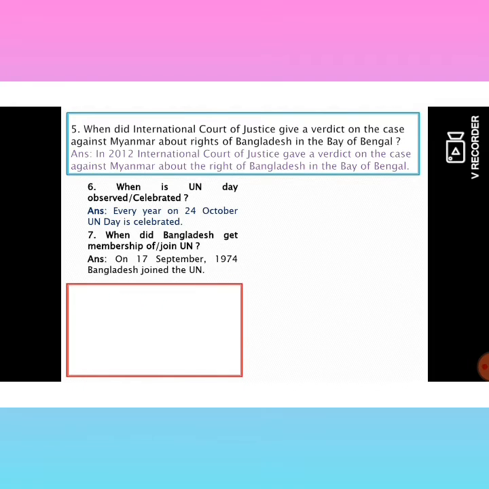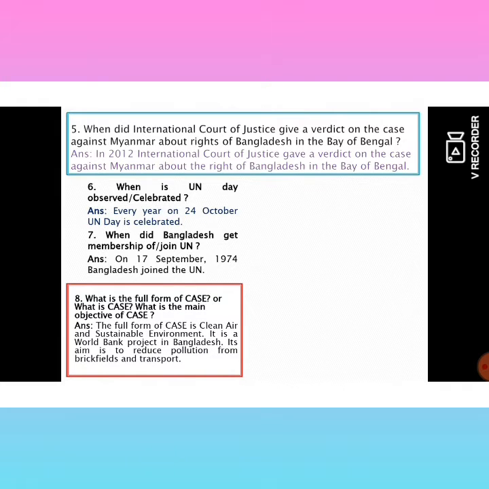Then question number 8. What is the full form of CASE, or what is CASE? And what is the main objective of CASE? 3 questions. And the answer: the full form of CASE is Clean Air and Sustainable Environment. And what is CASE?